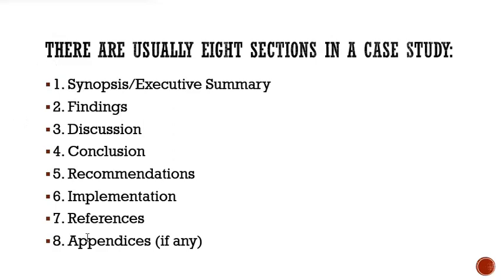So let's brief it once again. The first one, you have synopsis, that is the outline of the purpose of the study. Then you have findings, and then you have discussion, conclusion, recommendations, implementation, references, and finally appendices. So I hope this is clear. This is the basics of how to write a case study, just the basic facts.